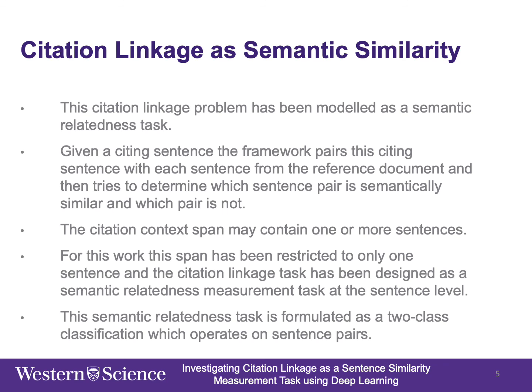This semantic relatedness task is formulated as a two-class classification which operates on sentence pairs. So given a citing sentence and a candidate reference sentence, it gives 0 or 1. 1 means the sentences are semantically similar. So that is the focused line given the citing sentence.